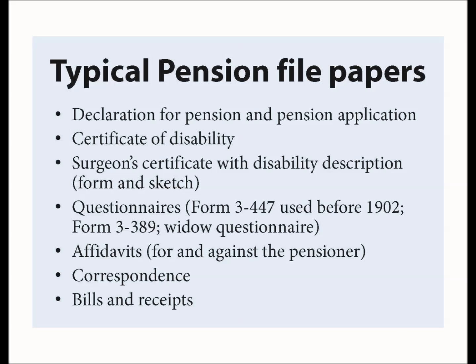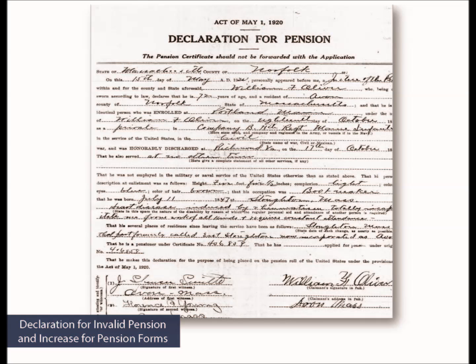Now this right here is the declaration in 1920 that was created for a veteran. This William Oliver states his age is 72, that he enrolled in Portland, Maine, that he was honorably discharged in Richmond, Virginia, and that his physical description at the time of employment in the military is 5'5.5". He has light hair, rather light complexion, blue eyes, and brown hair.